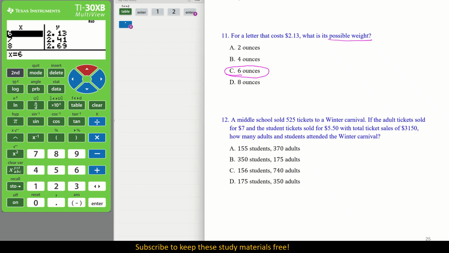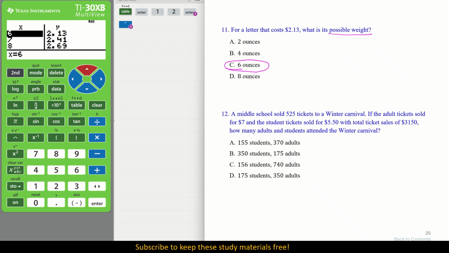Let's see what it says. A middle school sold 525 tickets to a winter carnival. If the adult tickets sold for $7 and the student tickets sold for $5.50 with total ticket sales of $3,150, how many adults and students attended the winter carnival?